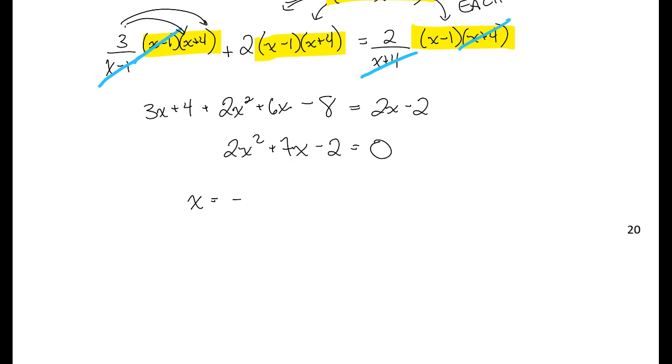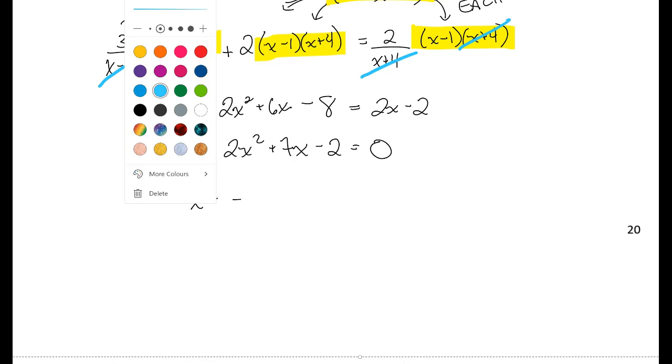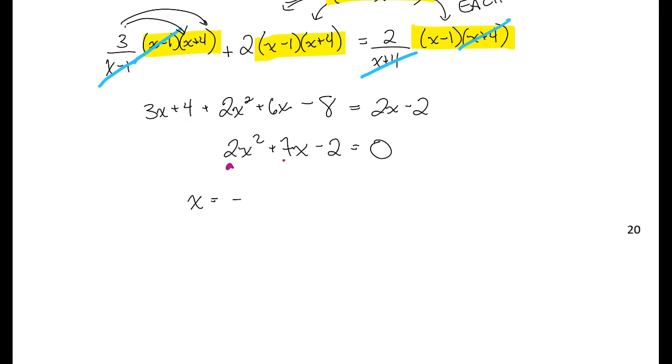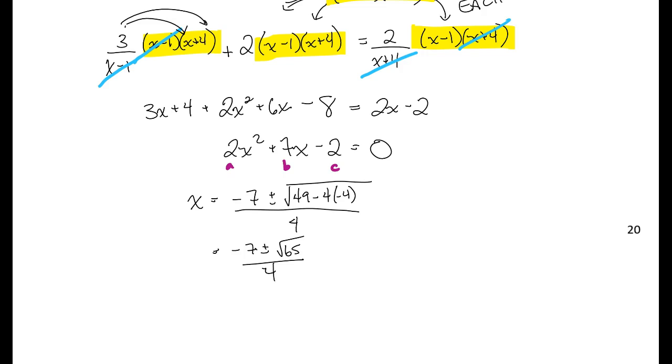And I'm going to do it by going negative b, and b is 7. So just as a quick refresher, a value, b value, c value: negative b plus or minus the square root of b squared, so 49, minus 4 times a times c, so that's times negative 4. If I multiply those two together, divided by 2a, so that's 4. So it's 49 plus another 16, 65. And if this is on the non-calculator section of the exam, this is what we leave it as.